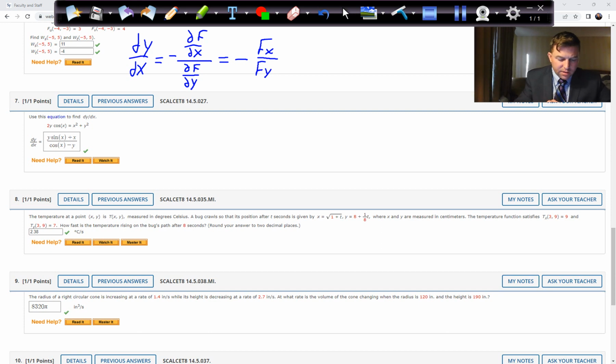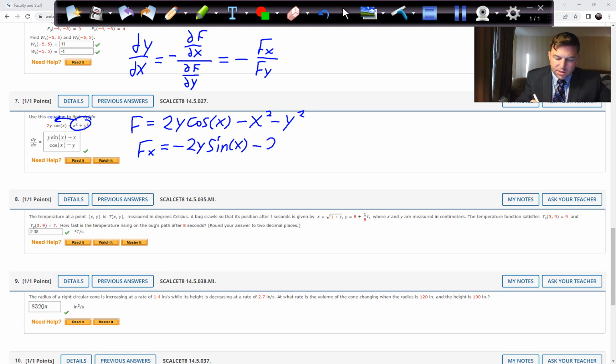So we have an equation. Now to make this into a function, we're going to write this as 2y cosine of x minus x squared minus y squared. So we're going to pull these two over here and write it as one function. Now we can do the derivative of this with respect to x. So again, y's are constants, x are variables. The derivative of cosine is negative sine, so we pick up a minus sign. 2y is a constant, sticks around. Then we get minus 2x, and the minus y squared goes away.